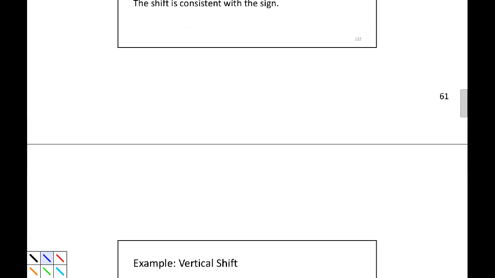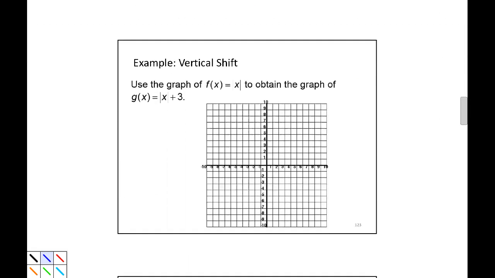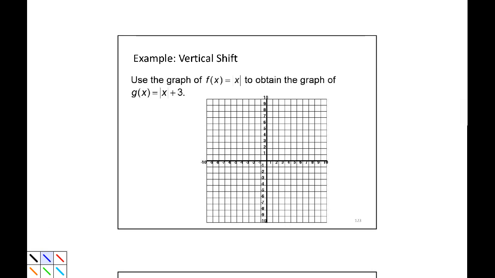So let's use this to complete this question. Use the graph of f of x equals absolute value of x to obtain the graph of the absolute value of x plus 3. Well, because that is my f of x function, f of x plus 3 is what we have, which means we are shifting the original function f of x equals absolute value of x up 3 units.